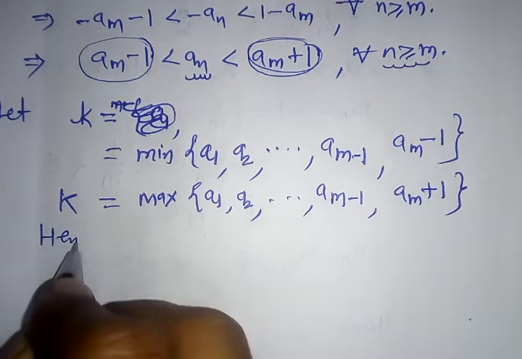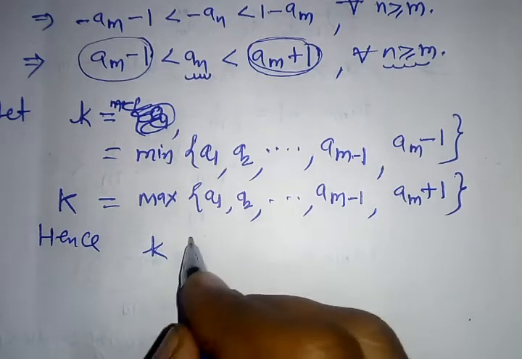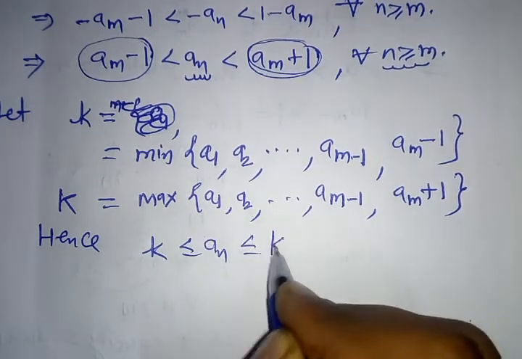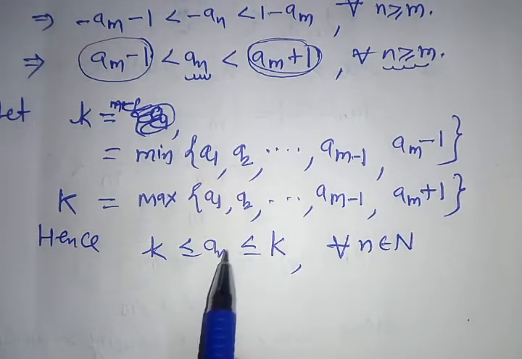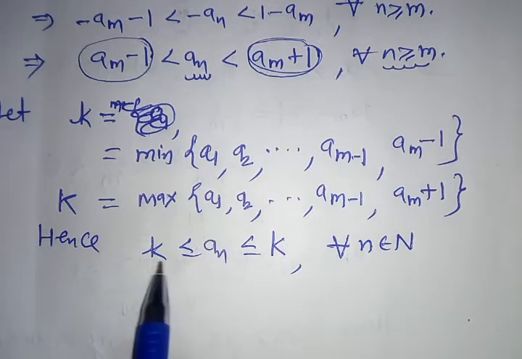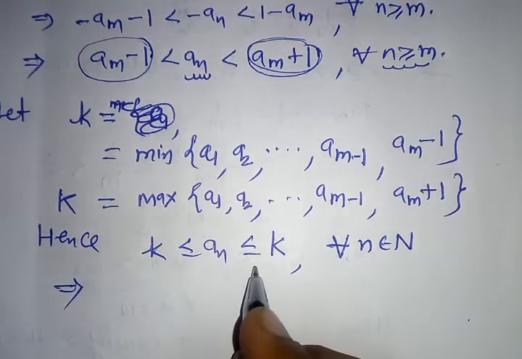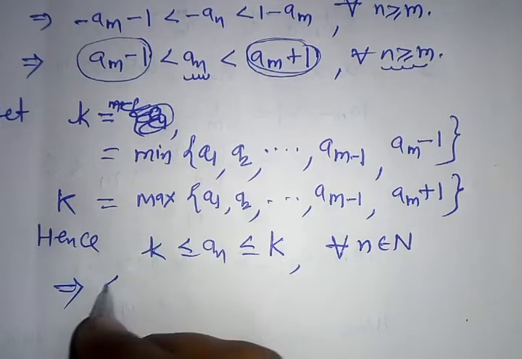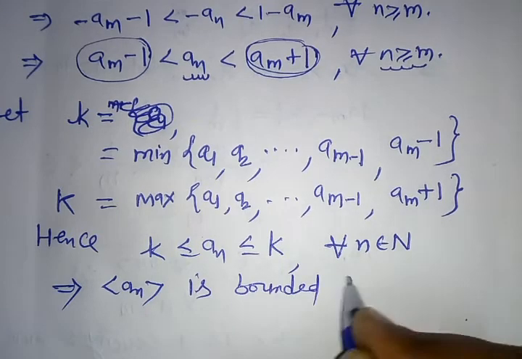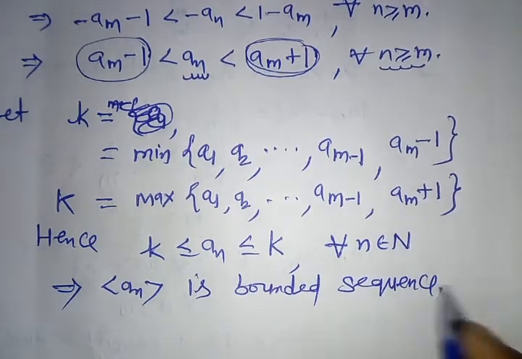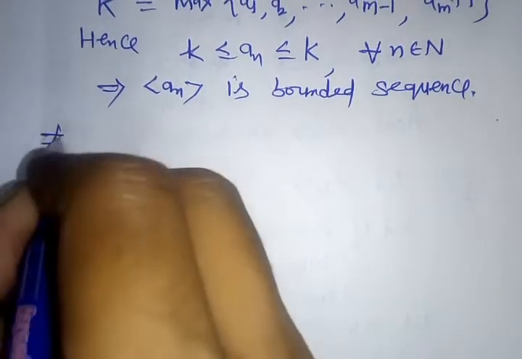Hence small k is less than or equal to an is less than or equal to capital K for each n belonging to the natural numbers. Hence for every natural number, every term of the sequence is bounded between small k and capital K, and this is the definition of a bounded sequence. This implies the sequence an is a bounded sequence. But the converse of this theorem may not be true.